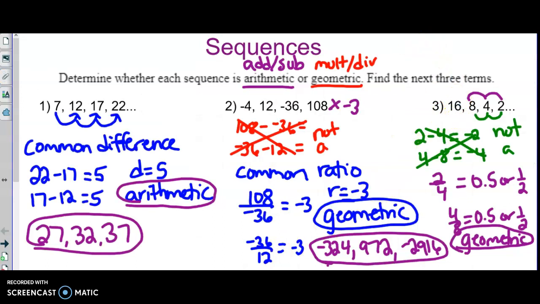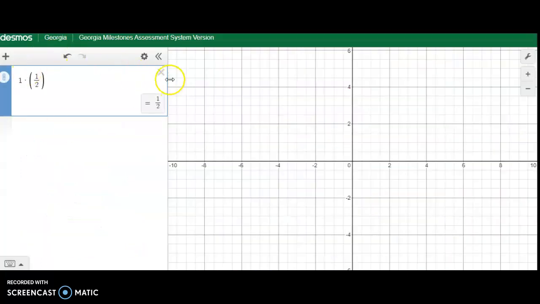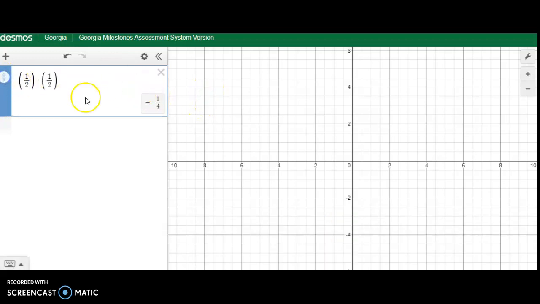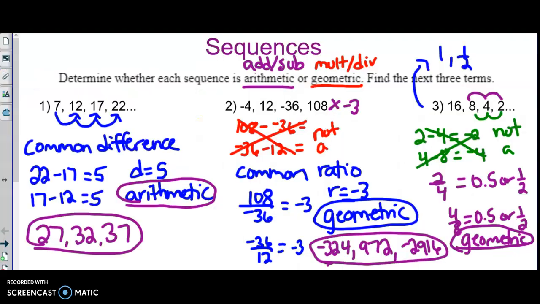So the next 3 terms, sorry, this is getting so messy, but I'm going to do them up here. For the next 3 terms, we would have 1, then 1/2, and then if we did 1/2 times 1/2, we would get 1/4. I'll show you that in the calculator. So if we do parentheses, 1 divided by 2, close our parentheses, times parentheses, 1 divided by 2, it's 0.25, but we're going to write it as a fraction, which is 1/4.